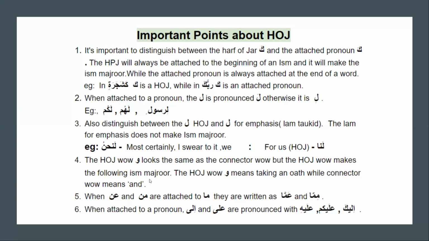Now the fourth point is about waw, the harf of jar waw. It looks the same as the connector waw, but the harf of jar waw makes the following ism majroor. The meaning of the connector waw is "and", and the meaning of the waw which is harf of jar is used when taking an oath, like wal asri, wat tini, by the fig tree.